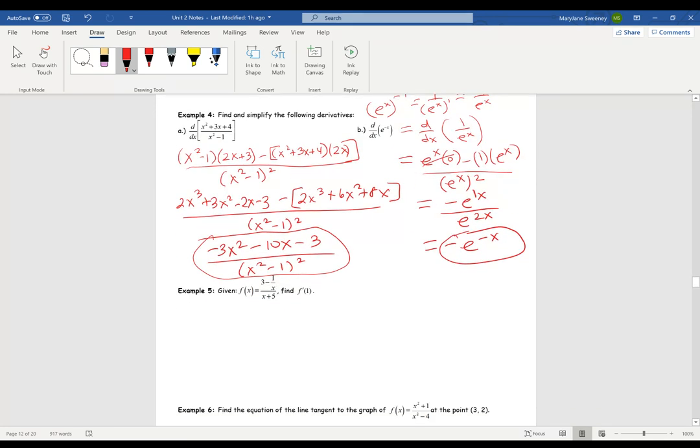Okay, so for example 5, f prime, we're going to find f prime of 1. First, we need to find f prime of x. So we're going to go low, d high. Now the numerator I'm going to want to think of as this. 1 over x is x to the negative 1. When I take the derivative, 3 is 0. This is negative 1x to the negative 2. Power rule. Minus high, d low is 1 all over low squared.